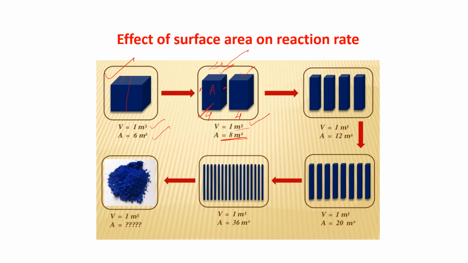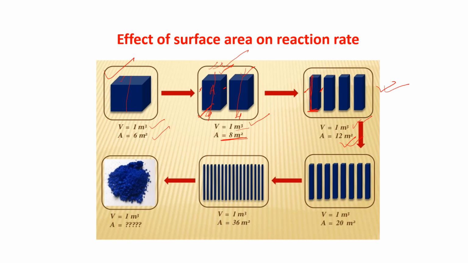You will get it. Similarly, I am dividing it into 2 parts again, so I am getting 4 parts. This one is 2.5, 1 into 2.5, and like that I am getting 4 sides, and these 2 sides have 1 and 1. If you calculate the whole, I am getting 12 meters square. Please calculate on your own. But the volume remains 1 meter cube.